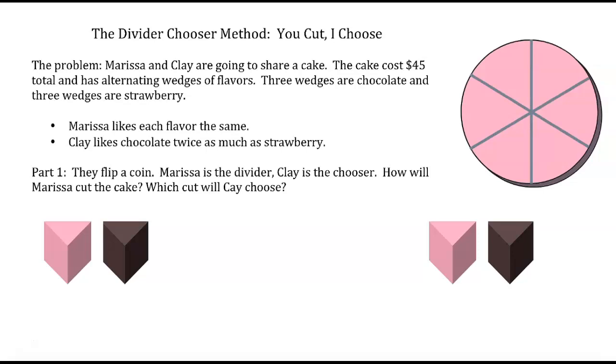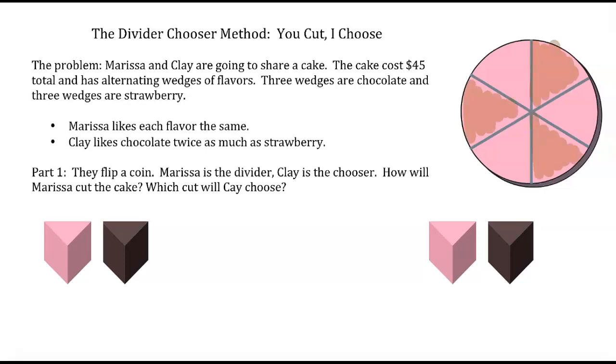Let's look at this problem with a cake. Here we have Marissa and Clay, and they're going to share a cake. The total cake cost was $45 between the two of them, and it has alternating wedges of flavors. 3 wedges are chocolate and 3 wedges are strawberry. Let's start by making this picture of our cake look a little more accurate. We have alternating flavors of chocolate and strawberry. There, that looks a little better.